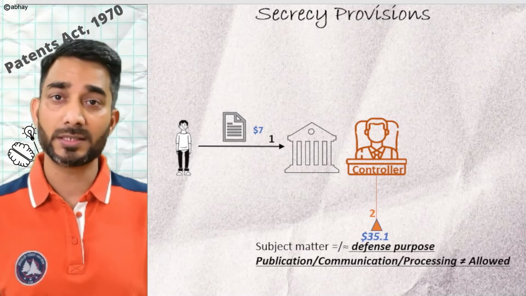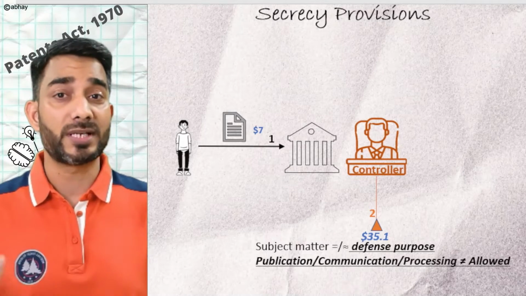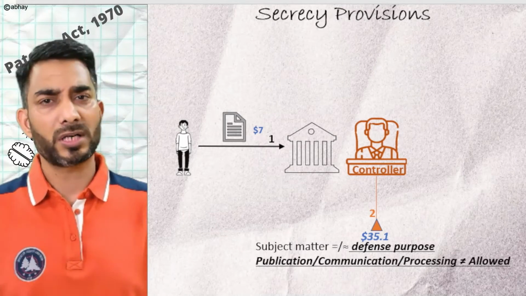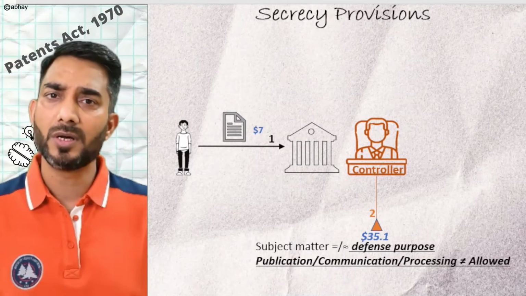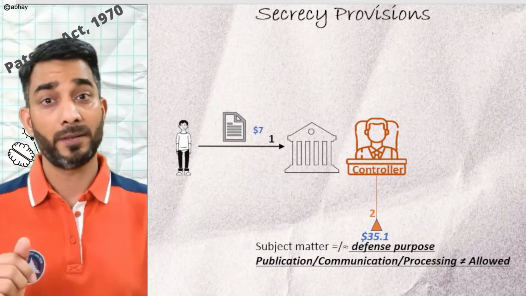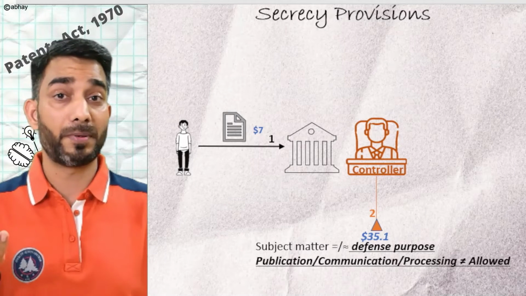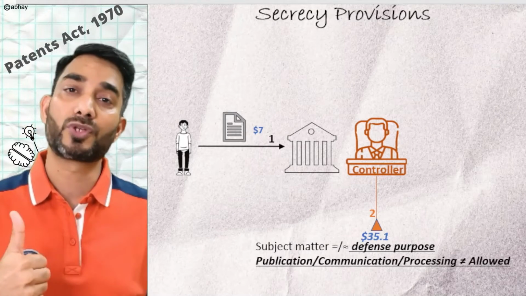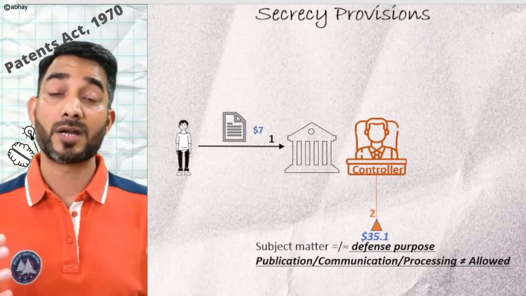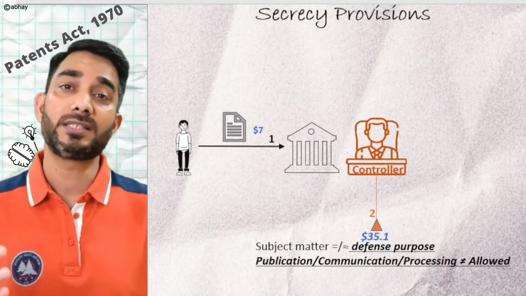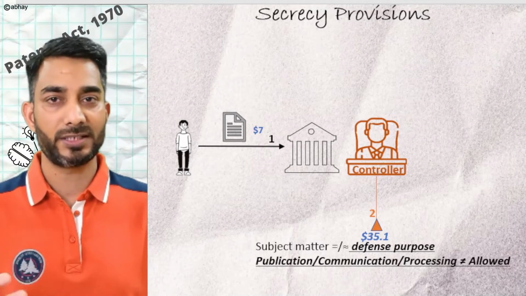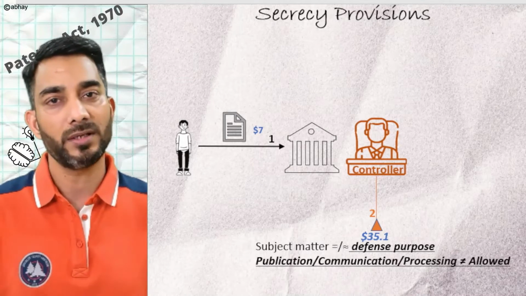Upon such findings, the controller issues a direction prohibiting publication or communication of any information pertaining to the invention. And because publication is prohibited, the application also doesn't move through the prosecution phase at the patent office. The controller issues such directions under section 35(1). In a sense, the controller has invoked secrecy provisions over the application.